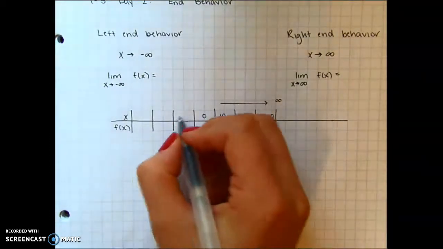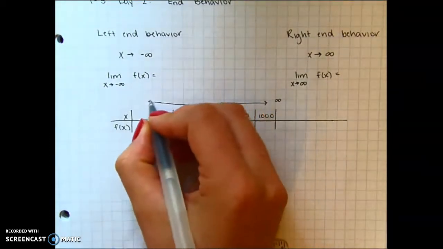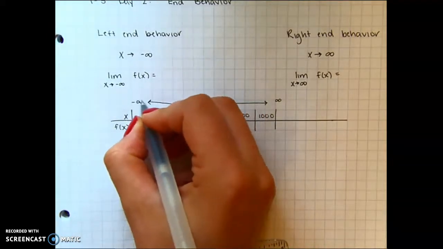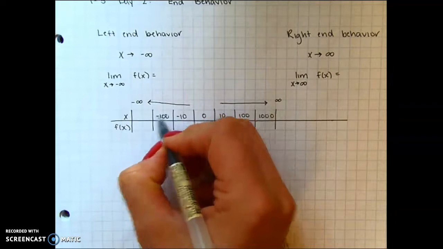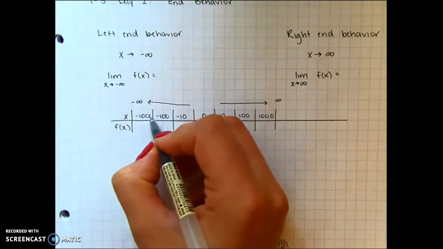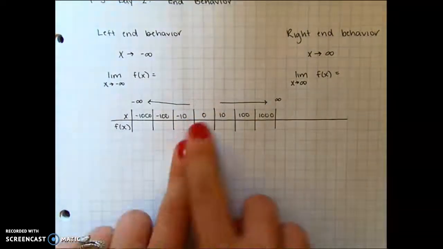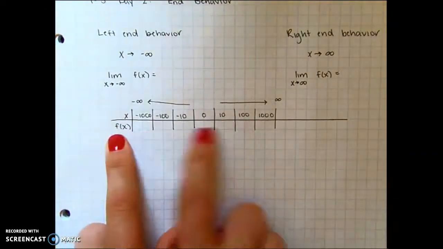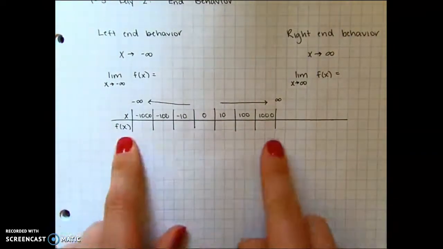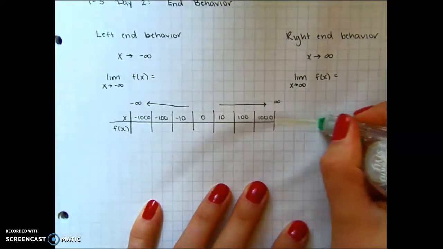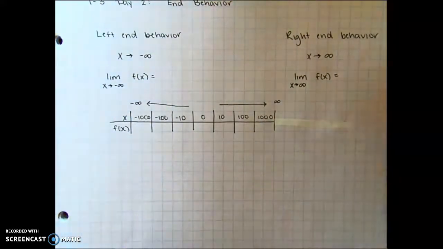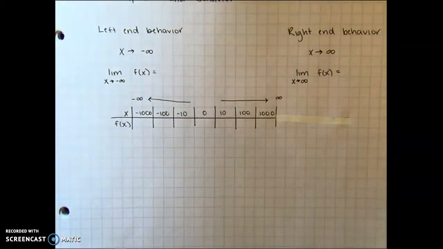So over here, same idea, but we want to know left end behavior, so going towards negative infinity. So that's going to be negative 10, negative 100, negative 1000. And then you're going to substitute these into your f of x equation and figure out the y values and determine what's happening. Okay. So let's do an example.